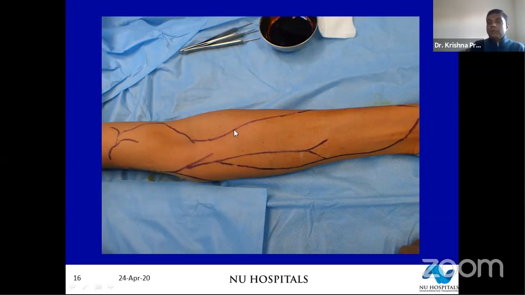So if you performed a fistula, it probably would mature, but with the decreased number of outflows, it is very likely that this fistula may not mature. Or if you have problems in the segment of the vein here, you really have no cephalic left to fall back on.